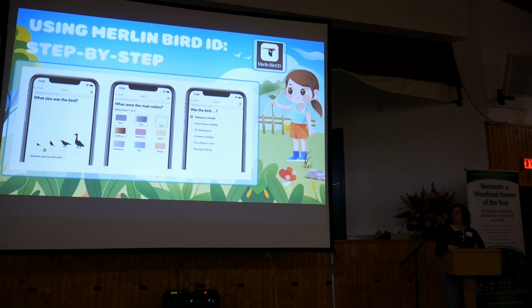And then you'll move on to color. So you can pick up to 3 colors that were on the bird. And then finally you'll get asked, what was the bird doing? So was it swimming? Was it on a fence? Was it at a feeder? And answering all these questions lets the app generate a potential list of species that you can then flick through and determine if any on that list is the bird that you saw.